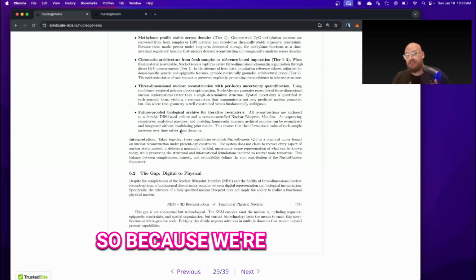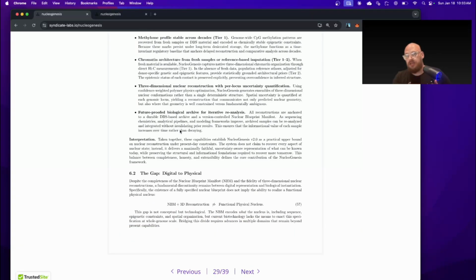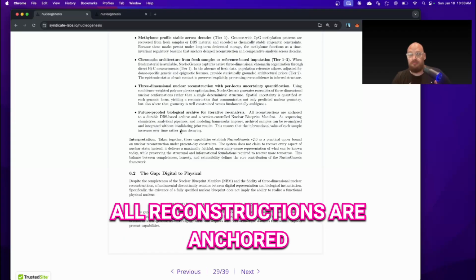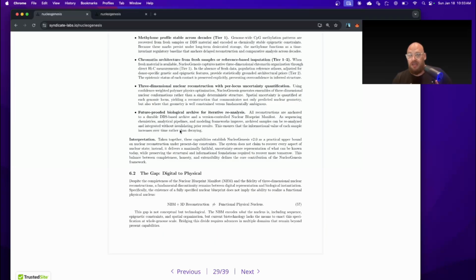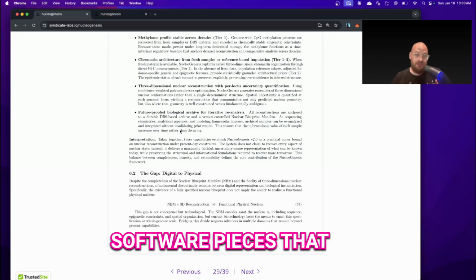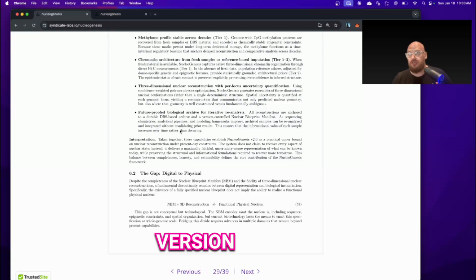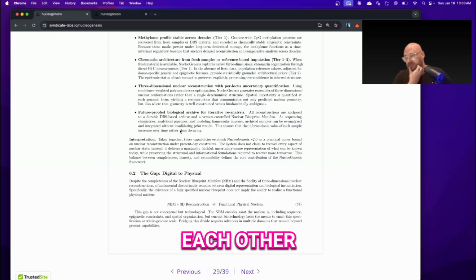Because we're collecting and inoculating in a dried blood spot card, all reconstructions are anchored by the durability of the dried blood spot archive. And because there are software pieces that are important for version control, that's how you build the framework that just builds and builds on each other, right?